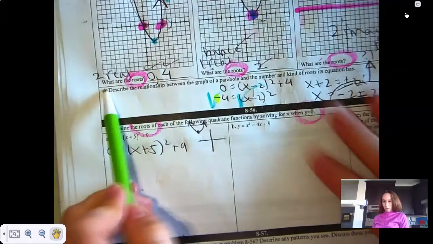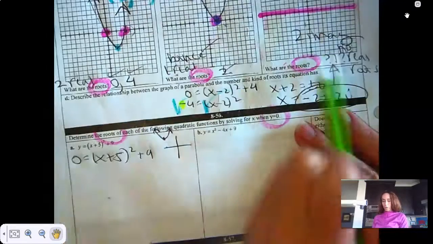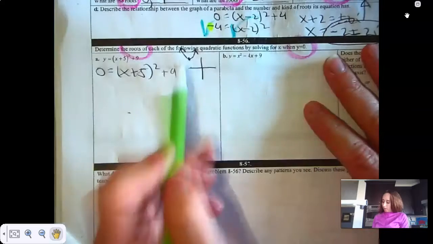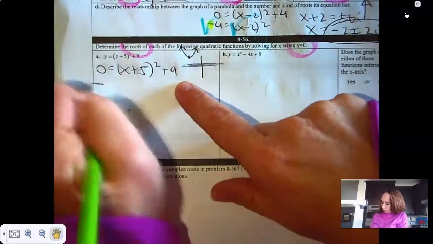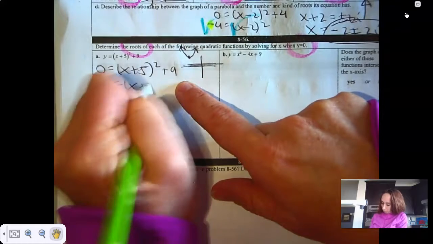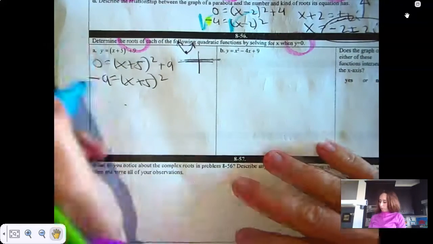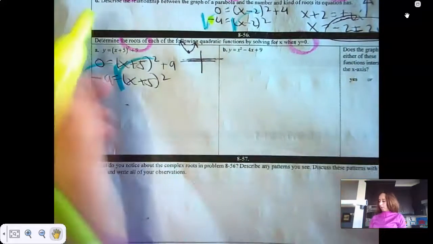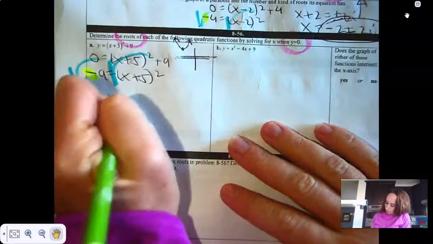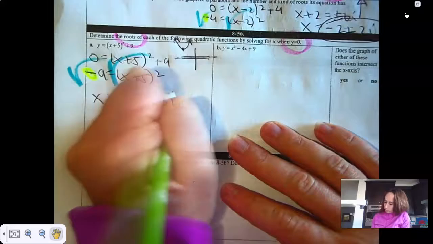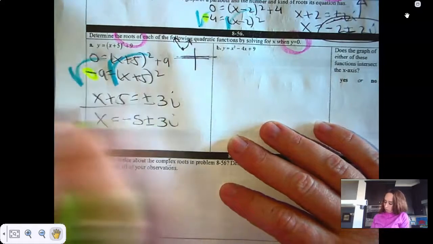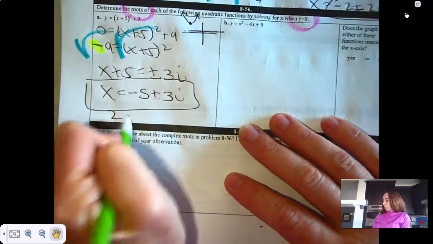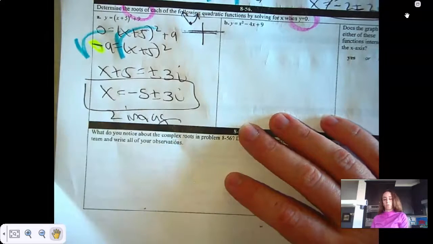So what do you think? Am I going to have 2 real roots, 1 real root with a bounce, or 2 imaginary roots? Okay, it's not crossing the x-axis, so I should have imaginary roots. Subtract 9. Square root, square root. Anytime I have a negative, what letter of the alphabet am I thinking of? I. And don't forget plus or minus. So if I was to describe this, this would be 2 imaginary roots.